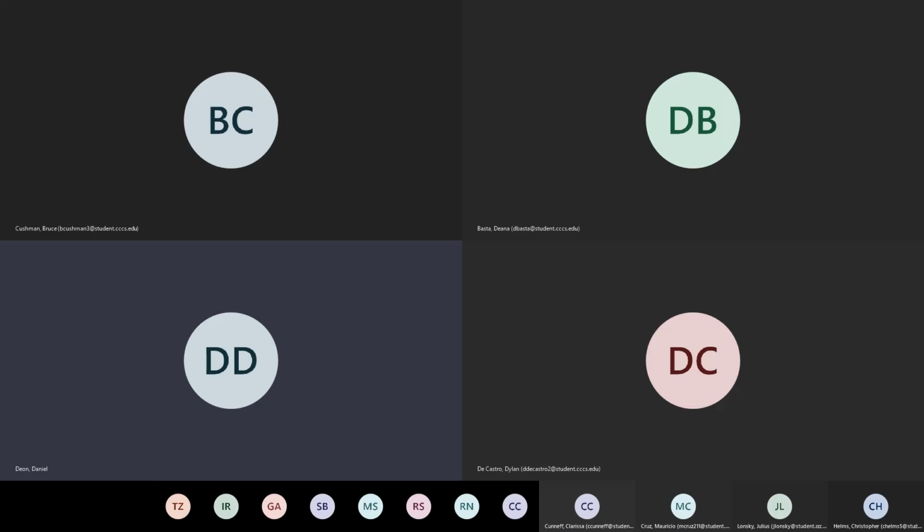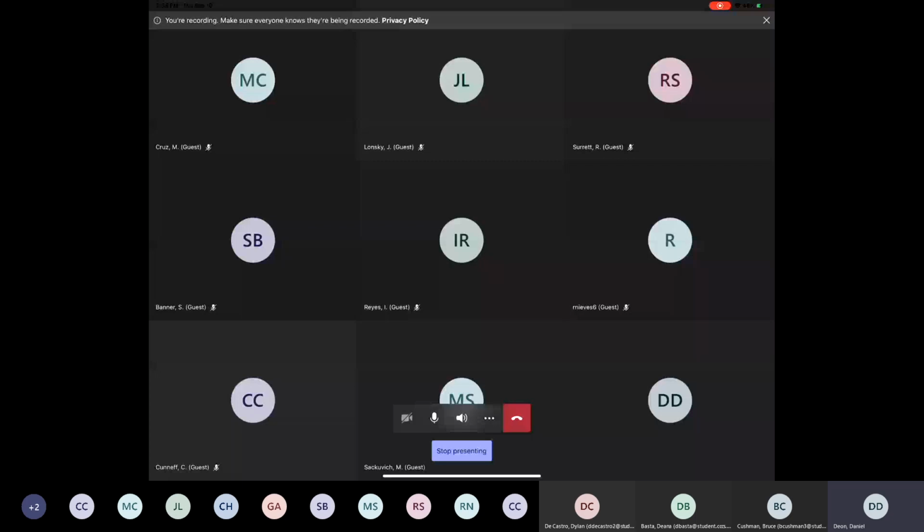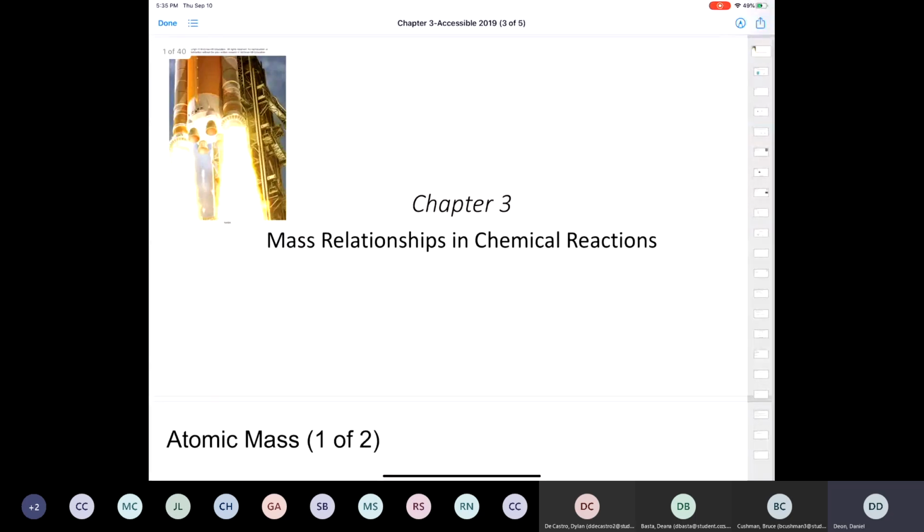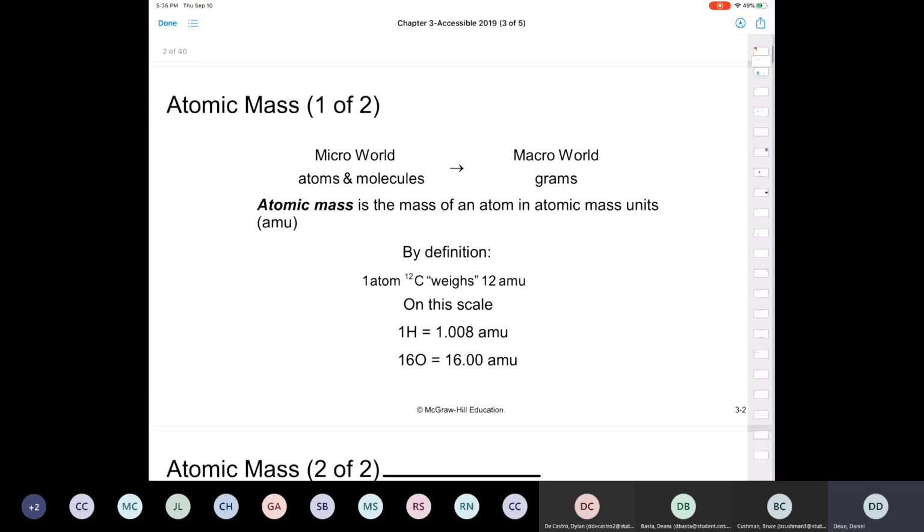Relationships and chemical reactions. Okay, so here's, let me close that, go back here. There we go. Mass relationships in chemical reactions. So we're going to be looking at specific reactions here, and we're going to be talking about mass relationships in those chemical reactions. So let's start looking at it here.